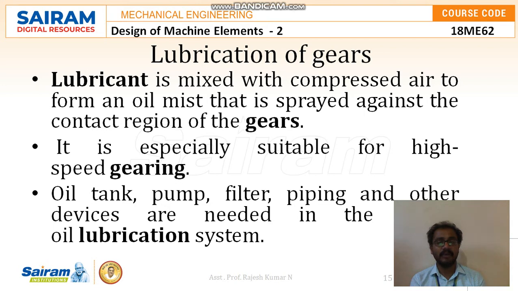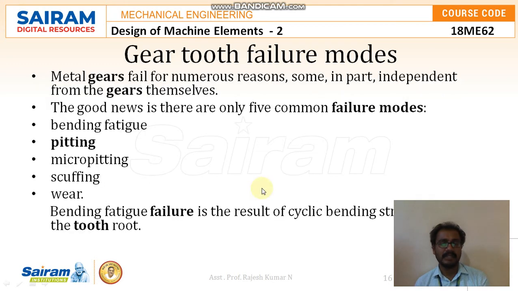Examples of the equipment needed in the course of an oil lubrication system are the oil tank, pump, filter, piping, and other devices, compulsorily, because we cannot go with manual spraying bottles and other things. All these things are very mandatory for the lubrication of gears, particularly this setup.